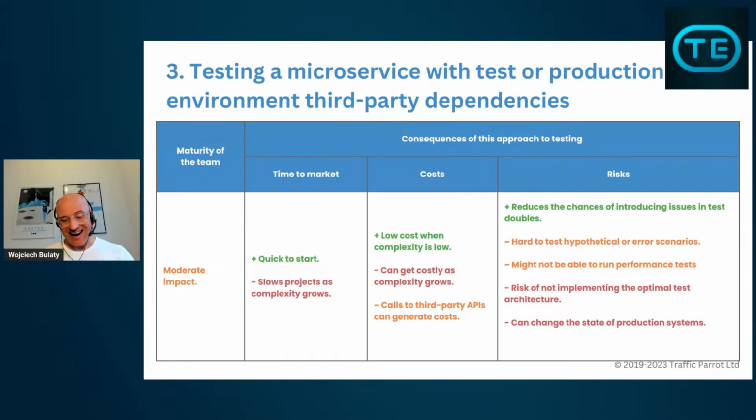And some other issues, again, which is typical for using real dependencies. It might be hard to set up hypothetical or error scenarios. So these third-party systems, especially the older ones, will have issues with setting up very specific, intricate hypothetical scenarios that you actually want to test, but it's not possible to set them up on that API. So we'll cover how you can do that with other techniques soon, but it's worth keeping in mind that if you're connecting your microservice with a test or production environment with third-party dependency, these are the issues you might hit.